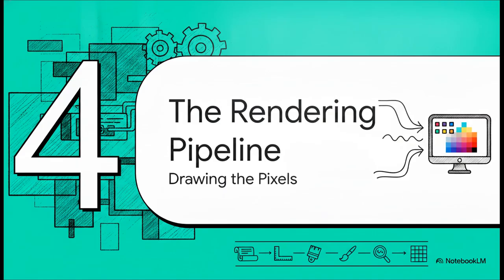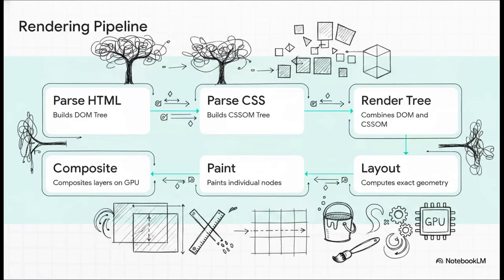Section 4. The rendering pipeline. It's time to actually draw some pixels. Welcome to the critical rendering path. This is the exact sequential workload the browser runs to turn code into screen pixels. We parsed our trees, so now we move into layout, paint, and composite.